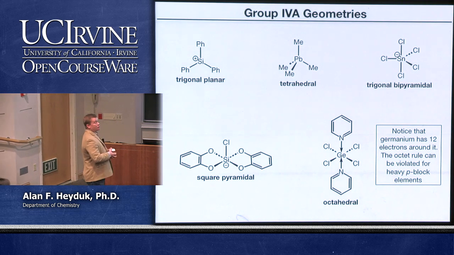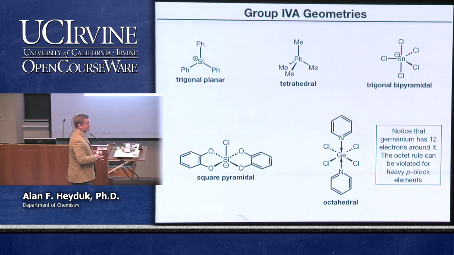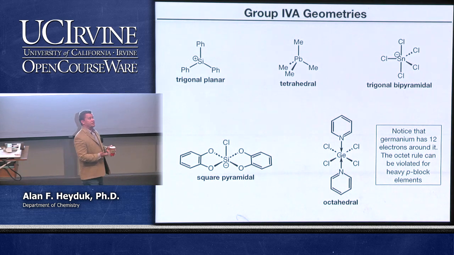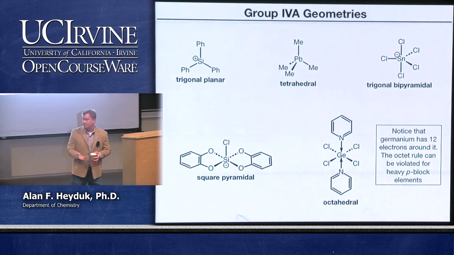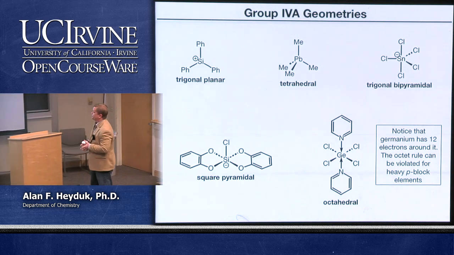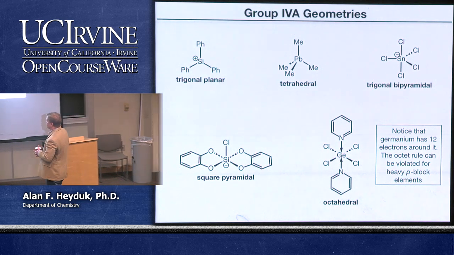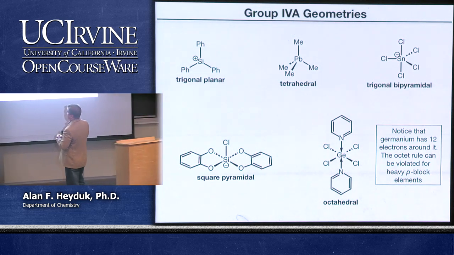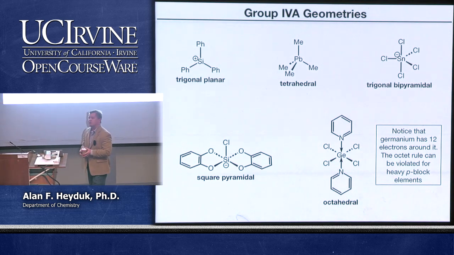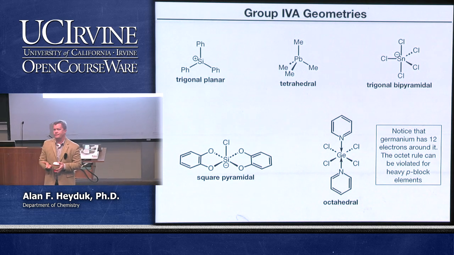We can get 5-coordinate, so there's tin pentachloride anion. So right now we've achieved a geometry that you don't see with carbon. You can get this odd-looking square pyramidal geometry with silicon, another anion. In the case of germanium, if you take germanium tetrachloride and put it in pyridine, you'll coordinate 2 pyridine molecules and make an octahedral 6-coordinate compound.